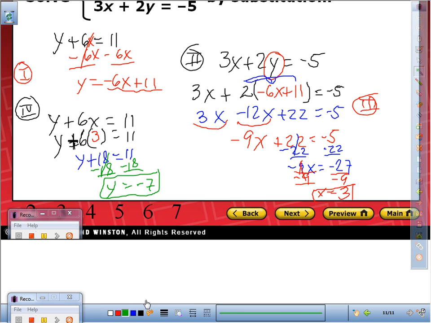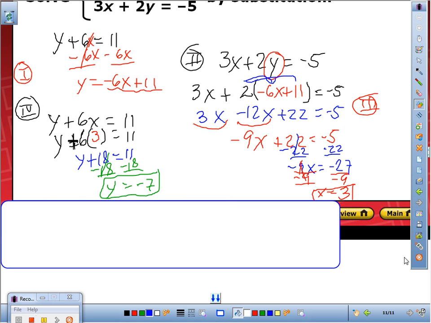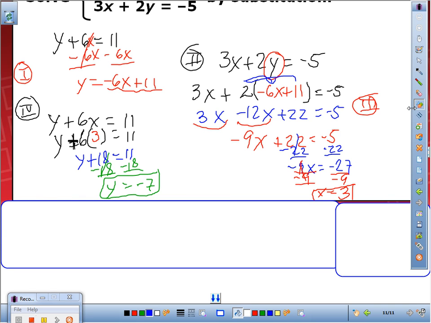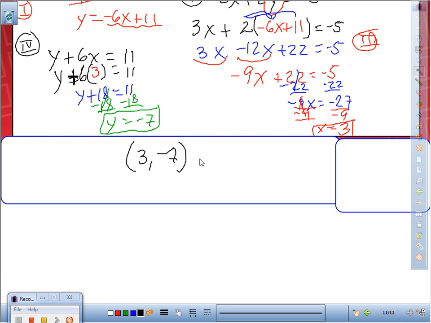Hands up if you got negative 7. Okay, good. And the last step, we need to write our solution as a coordinate. So check this out. What is our solution for this one? (3, negative 7). And all we have to do is check and write our statement. Is that correct? All right. And this is the solution.